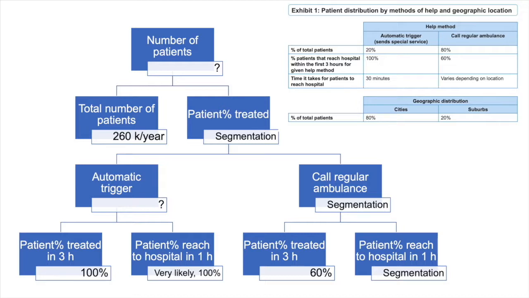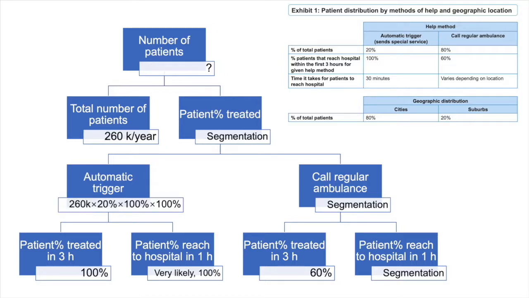And then we see the time it takes for patients to reach the hospital is only 30 minutes. That really falls into the 1 hour window. So we can assume that they are very likely to use our product. For the calculation, I just put 100% here so that we can conclude this branch. So for automatic trigger, we calculate using the total number of patients multiplied by the percentage that received the service, which is 20%, times 100% of them getting to the hospital in the first 3 hours, times 100% of those who reach there in the first hour and use our product. So we concluded on this branch.